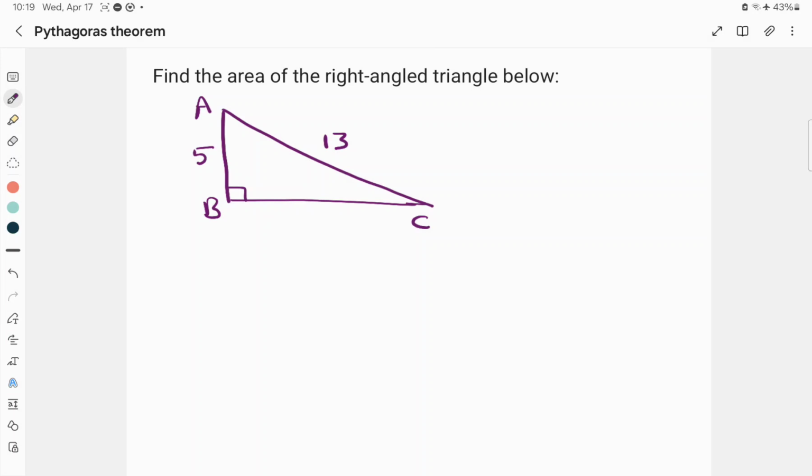So we are going to go through this example, which we will solve using Pythagoras Theorem. It says find the area of the right angle triangle below. The triangle is given as ABC, where the side AC is 13 units and side AB is 5 units. So let's proceed here. So what is Pythagoras theorem?